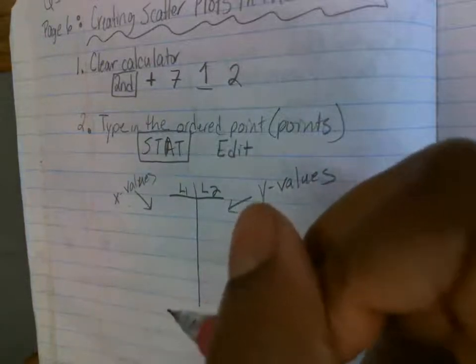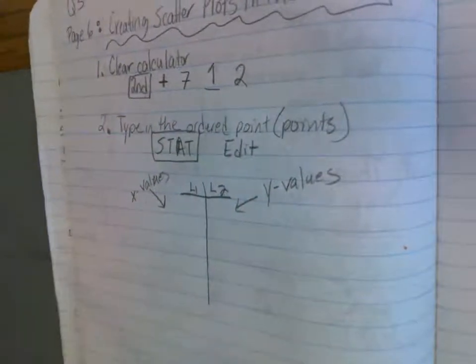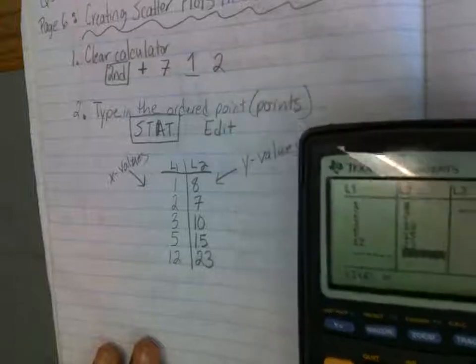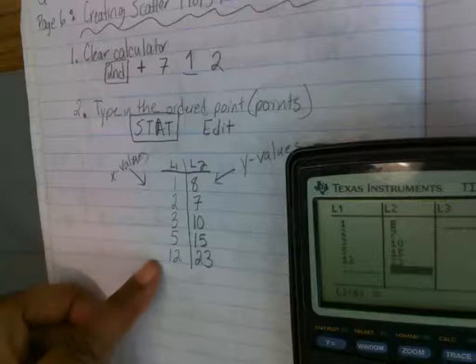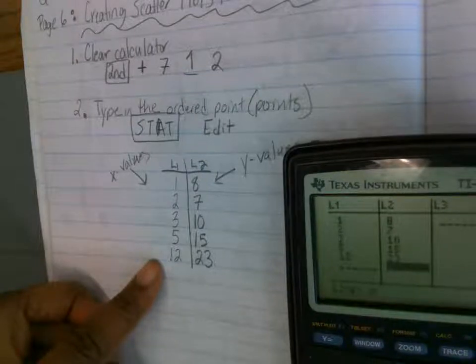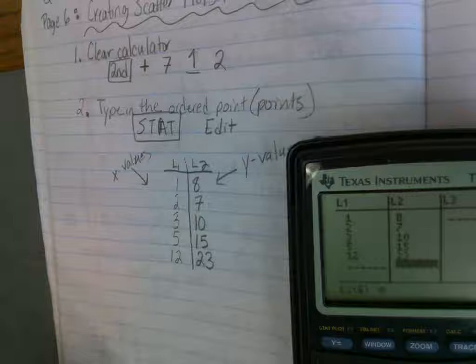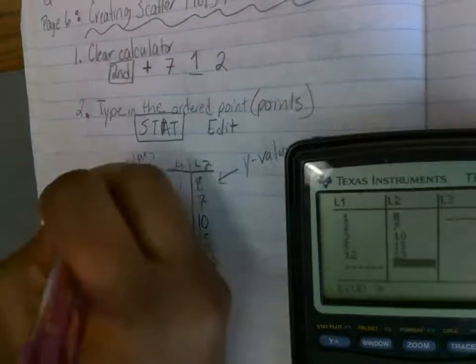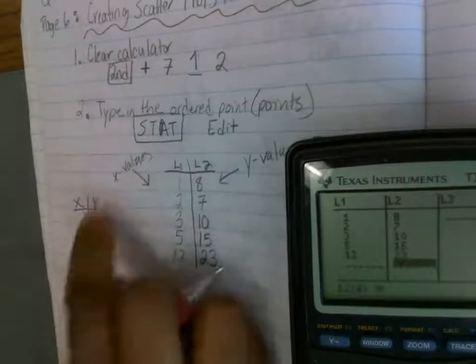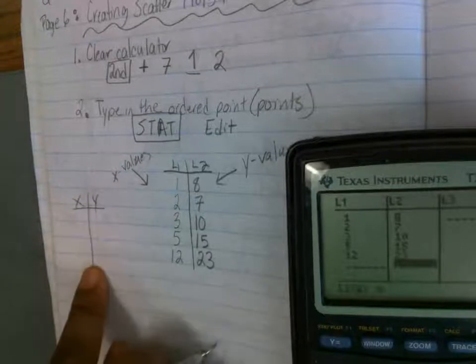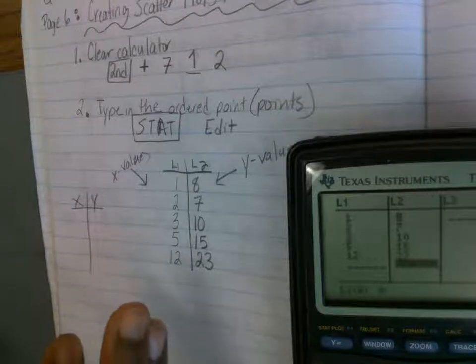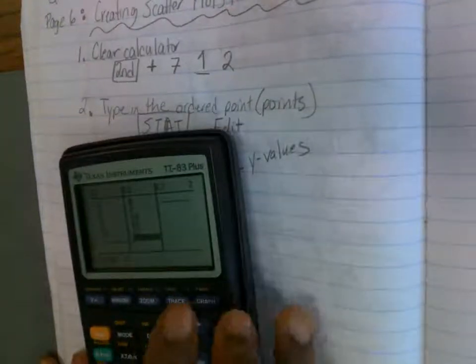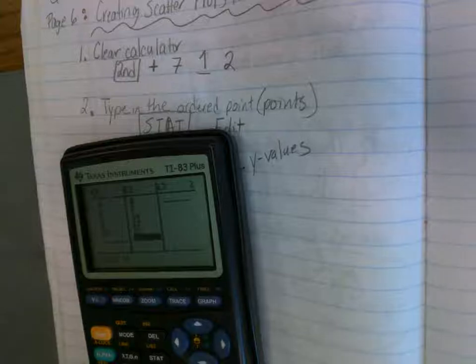These are the numbers that we're going to type. So you're going to type these values in, guys. When you have a function table, a regular function table, you just have X and Y. You'll be able to use lists 3 and 4 and 5 and 6 for something else, but not for graphing ordered pairs.